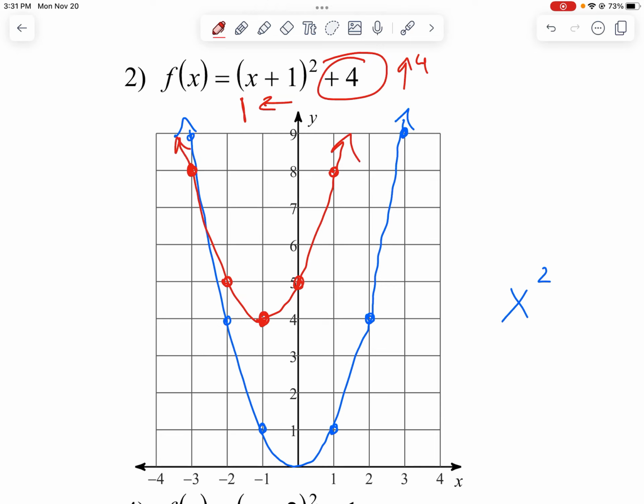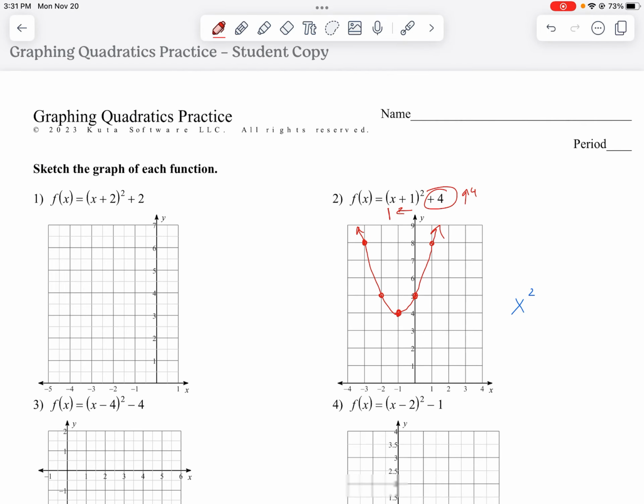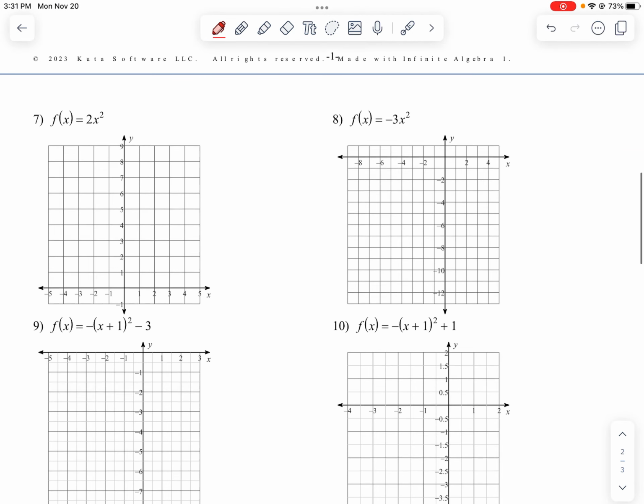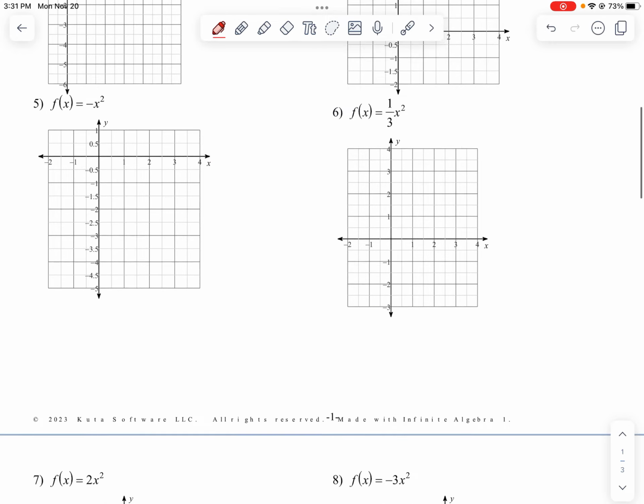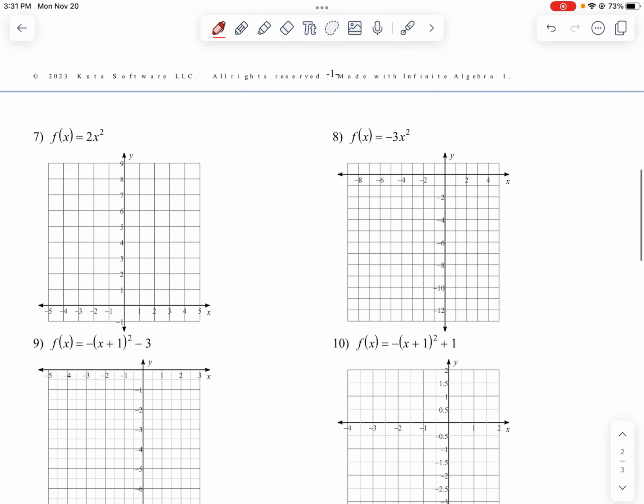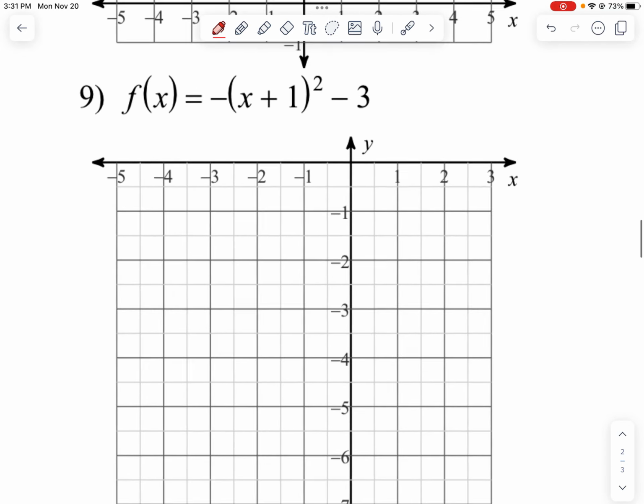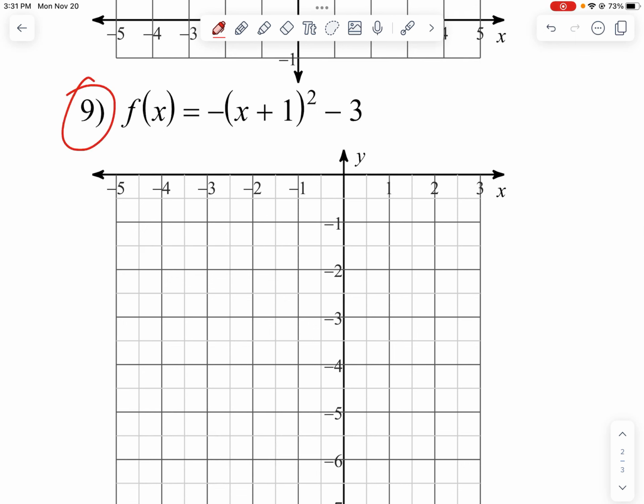So the blue one's not the answer. That's just the basic one. That's what plain old x squared looks like. But I'm taking x squared and I'm moving it and shifting it around according to what transformations are in my function. And so this is where your final answer should be for number 2. Let's jump to one that's got some other pieces to it. Yeah, let's look at 9. So 9 here.